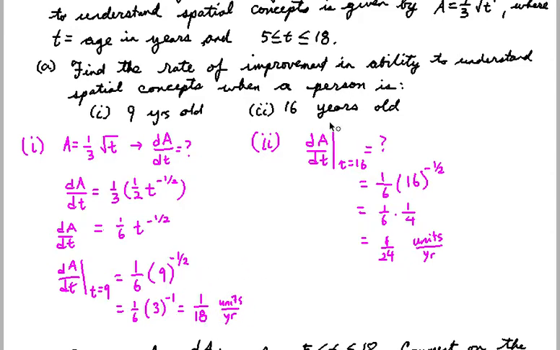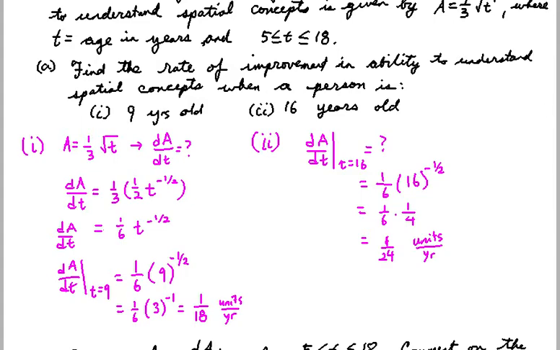instant. And same thing with part 2, dA/dt when t is 16: I just plug 16 into my dA/dt formula, into this formula here. And I get 1/6 times 1/4, and that turns out to be 1/24.